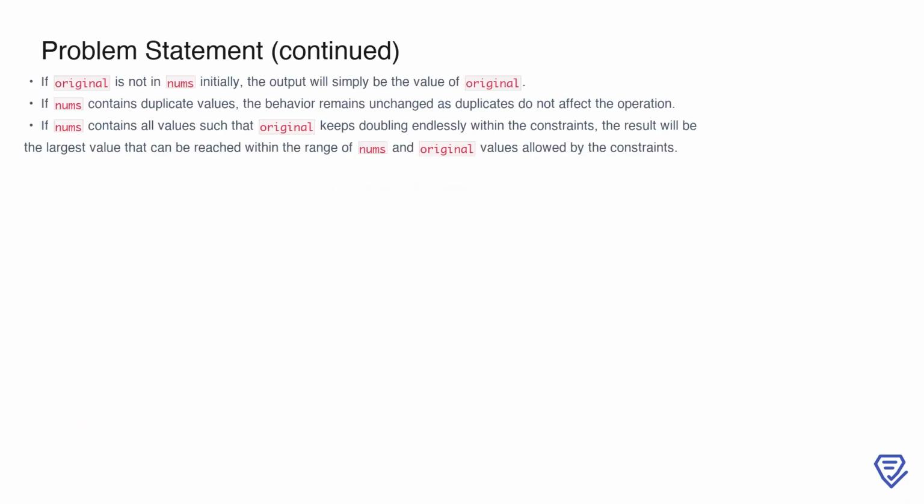When considering edge cases, there are a few scenarios to keep in mind. First, if the initial value of original is not in the array nums, the output will simply be the value of original as no operations will be performed. Second, if nums contains duplicate values, they do not affect the process since duplicates do not change the outcome. Finally, if the array nums contains values that allow original to keep doubling endlessly within the constraints, the result will reach the largest possible value that can be achieved within the bounds of nums and original. These considerations ensure the problem behaves consistently across different inputs.